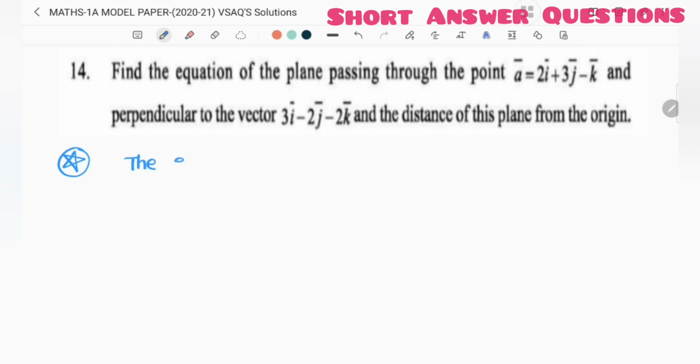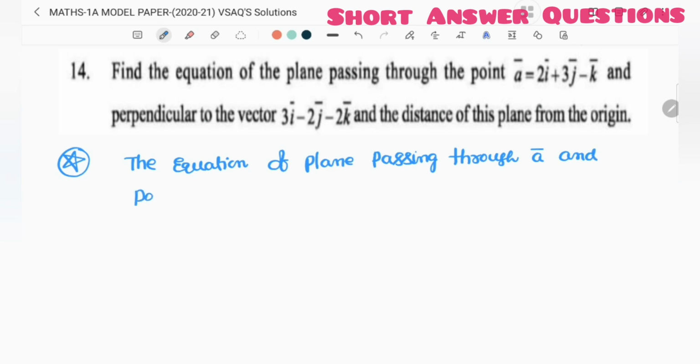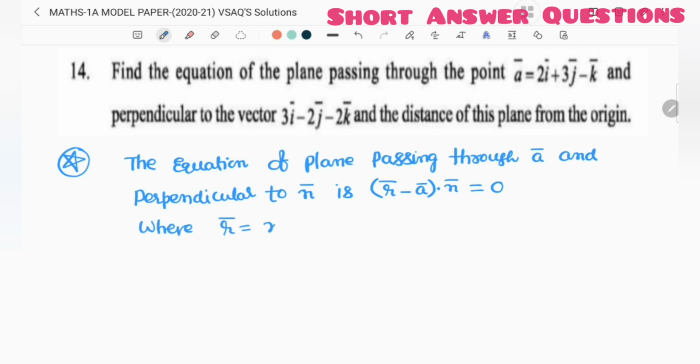The equation of plane passing through A bar and perpendicular to n bar is r bar minus a bar dot n bar is equal to 0, where r bar equal to the position vector of P, that means xi bar plus yj bar plus zk bar.